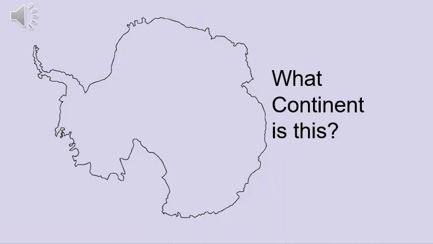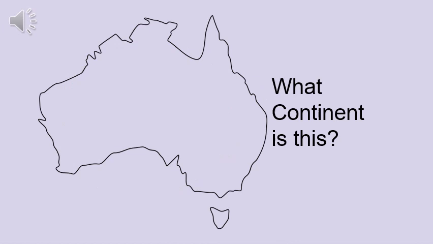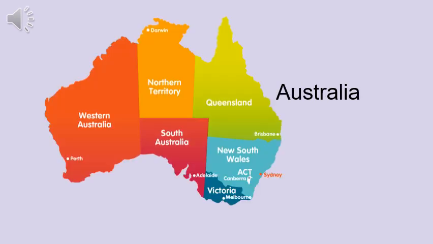A little bit of fun. Can anyone guess what continent this is? It's the least populated continent in the world, Antarctica. And how about this continent? Can anyone guess what it is? This would be the smallest continent in the world, of course, Australia, broken up into six territorial states: Western Australia, the Northern Territory, Southern Australia, Queensland, New South Wales, and Victoria.